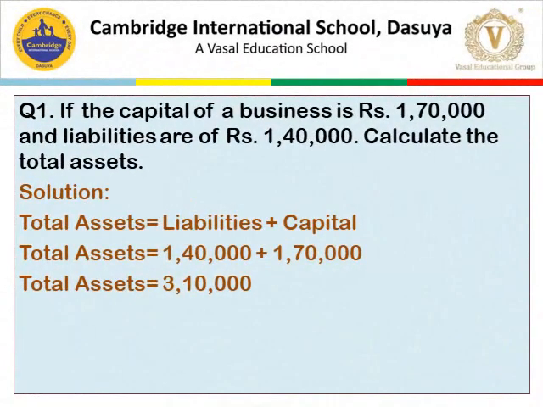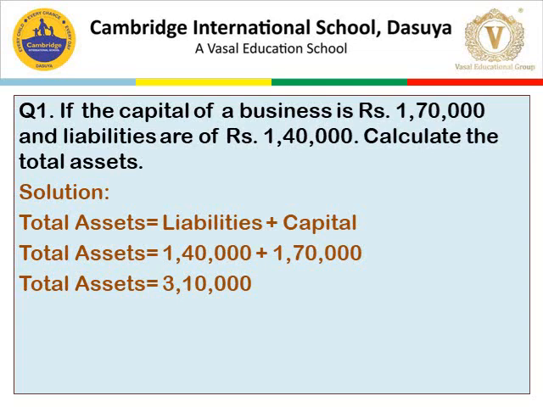So on the basis of the accounting equation, the formula of which is assets equals liabilities plus capital, let's solve one question. The question is, if the capital of the business is 70,000 and liabilities are rupees 40,000, calculate the total assets of the business. So let's start this question. Solution. First we have to write the formula, that is total assets equals liabilities plus capital, which we have learnt in the previous slide.